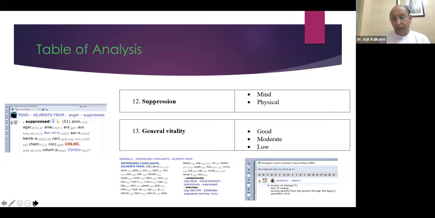Then general vitality, we have to define at 3 levels: good vitality, moderate vitality, and low vitality. This is dependent upon age, pathology, where, which organ, whether it is reversible or irreversible, and many other aspects of the energy patterns of the body.